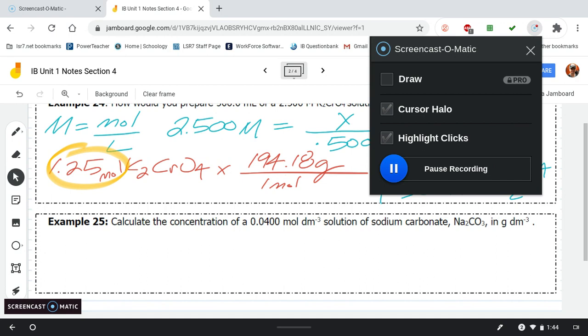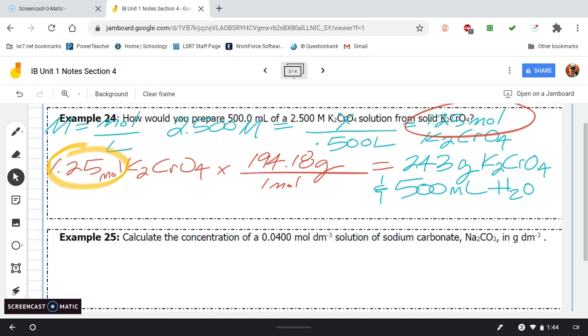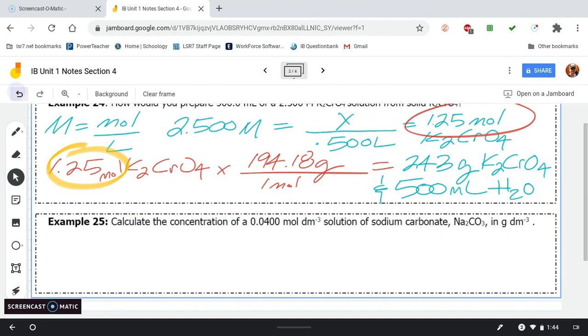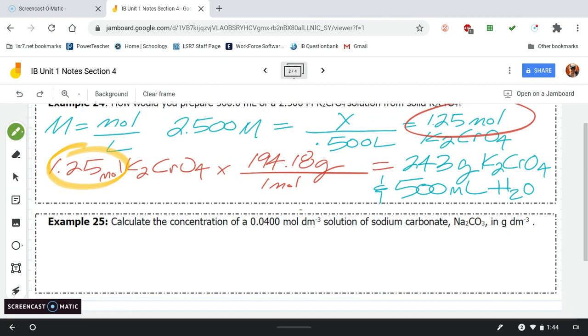Real quick, we want to understand that this thing here means moles per liter, and this means grams per liter. So that's all we're doing: we're converting from one unit to another. So let's go ahead and do that.